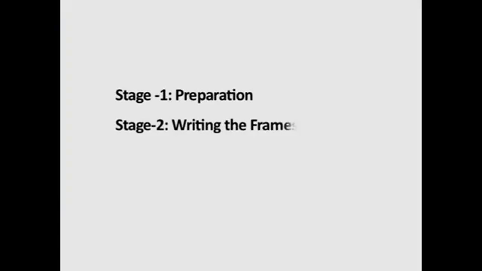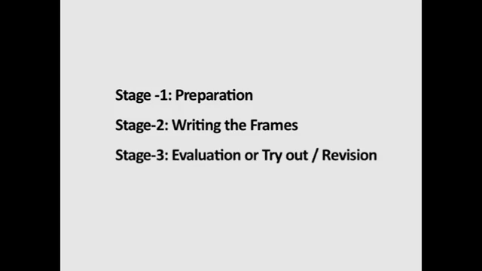Let's now discuss the steps of preparation of a program instruction. Preparation of program instruction text involves 3 stages. Stage 1, preparation. Stage 2, writing the frames. And stage 3, evaluation or try-out/revision. Now let's discuss each stage in detail.